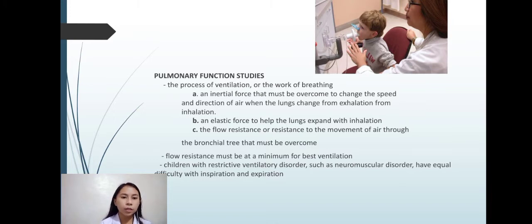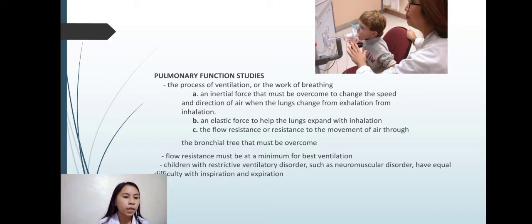Pulmonary function studies. So the next is the pulmonary function studies. The process of ventilation of the baby, or the work of breathing. A, an inertial force must be overcome to change the speed and direction of the air when the lungs change from exhalation to inhalation. B, an elastic force to help the lungs expand with inhalation. And C, the flow resistance, or resistance to the movement of air through the bronchial tree, that must be overcome.